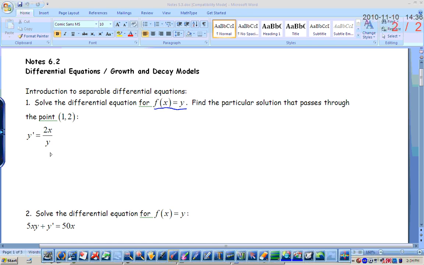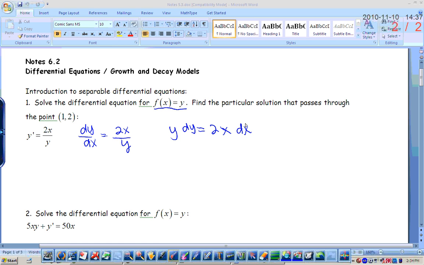All right, y prime can also be written as dy dx equals 2x over y. And this is the first time that we've had a differential equation that really has both x's and y's in it. So the way that we separate this equation is we get everything with a y or a dy on one side and everything with an x or a dx on the other side. So for this particular equation, all we have to do is cross multiply. And if you cross multiply, then you'll get y dy equals 2x dx.